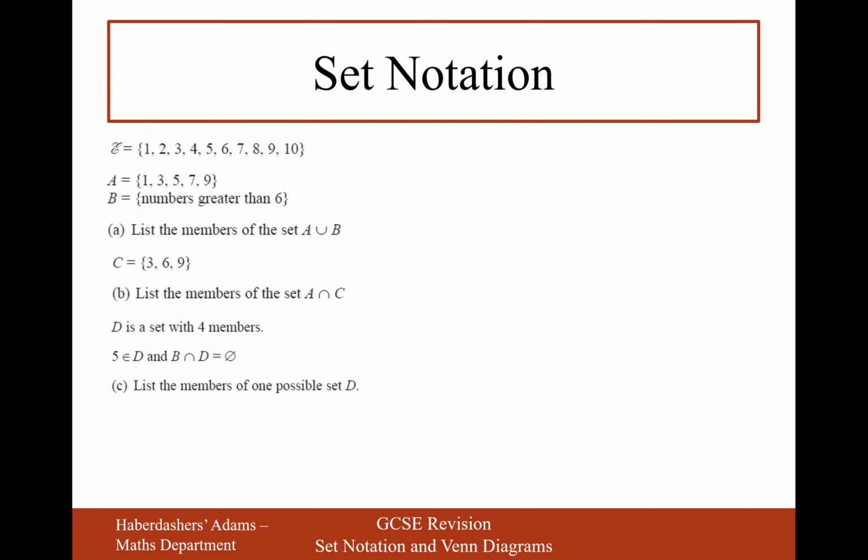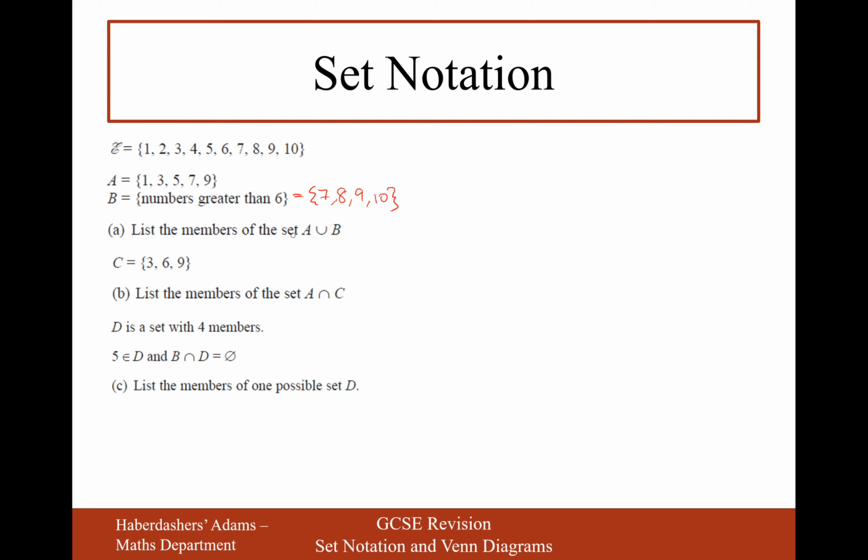Okay, so in this question, we're considering the elements 1 up to 10. The set A is 1, 3, 5, 7, and 9. The set B is equal to numbers greater than 6, so that's starting from 7, 8, 9, 10. If it wanted to include 6, it would say greater than or equal to.